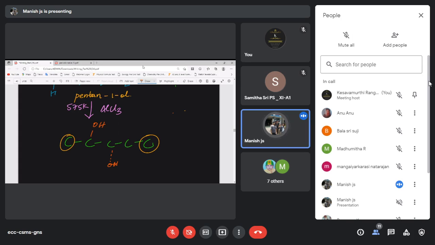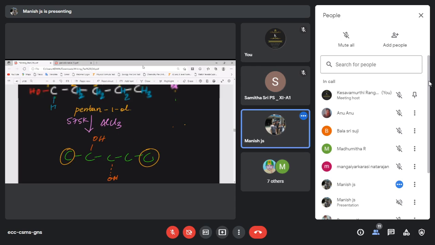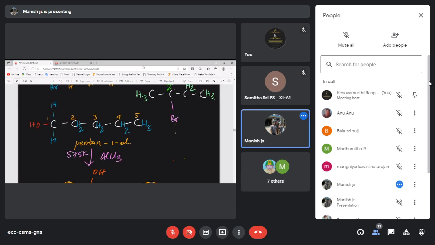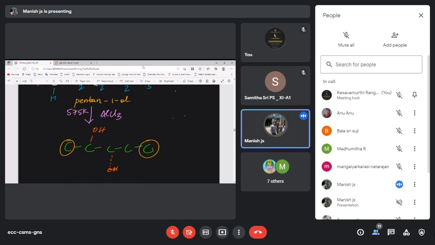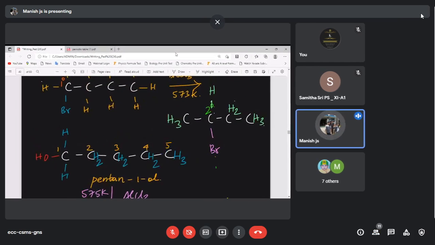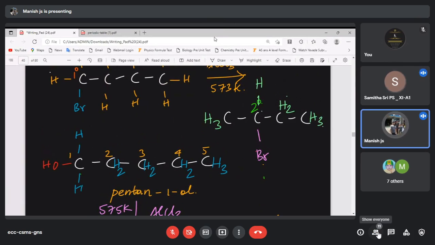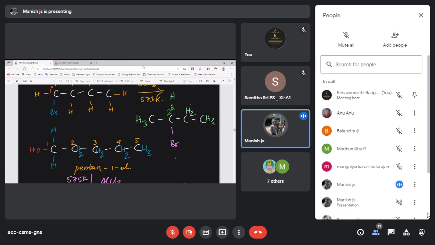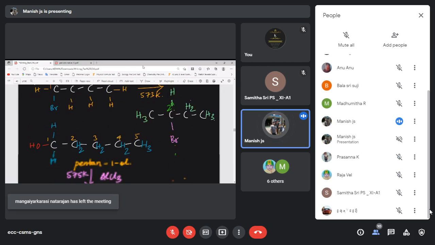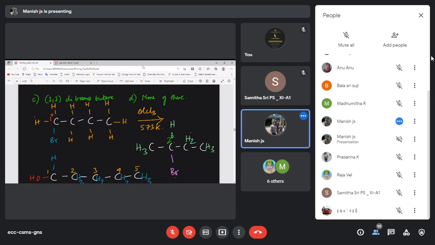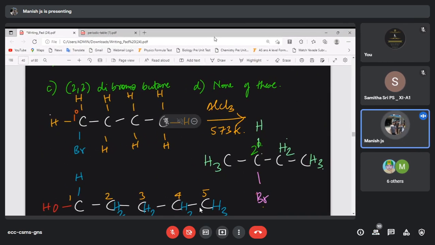Pentan-2-ol is one possibility and pentane-3-ol is also one more possibility. So there are two possibilities like this. Okay, so this is what you should know. Is it clear now, this concept of primary being converted to secondary? Yes, getting it, sir. This concept is important, so remember: whenever you have a primary halide or a primary alcohol, when it reacts with aluminium trichloride at 573 Kelvin temperature, you will get a secondary halide.